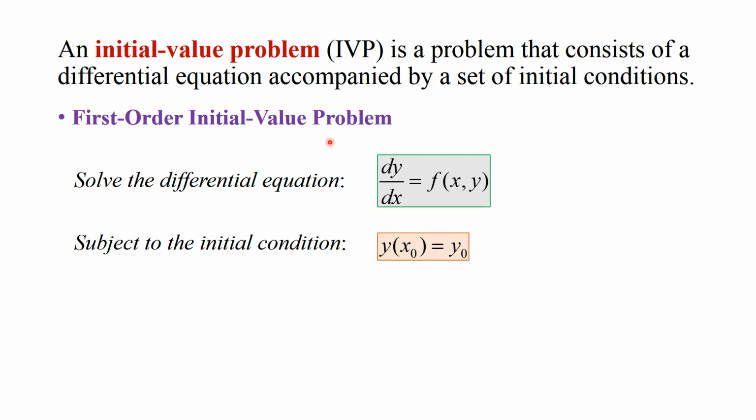For a first-order initial value problem, or we can simply call it a first-order IVP, we are required to solve the differential equation which is of first order. So this is the general expression for a first order differential equation given by dy/dx equals f(x, y). Once we have solved this first order differential equation, its solution must satisfy a prescribed condition which we call an initial condition given by y(x0) = y0.